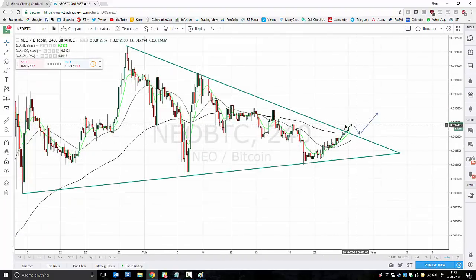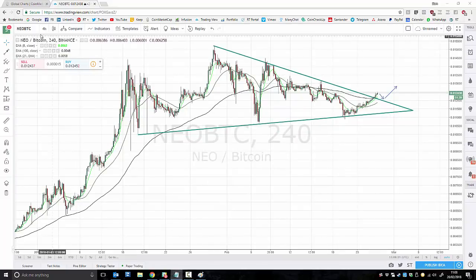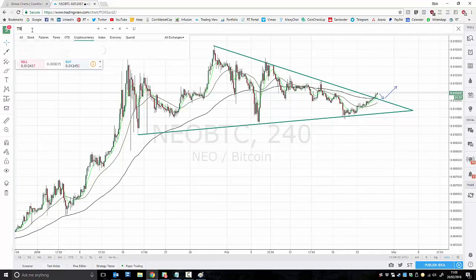Also, there's going to be added momentum here due to the fundamentals because of the Ontology Airdrop. Basically, people are going to get into NEO for the airdrop. I'll talk about that in a sec. So NEO's going up, which is good.